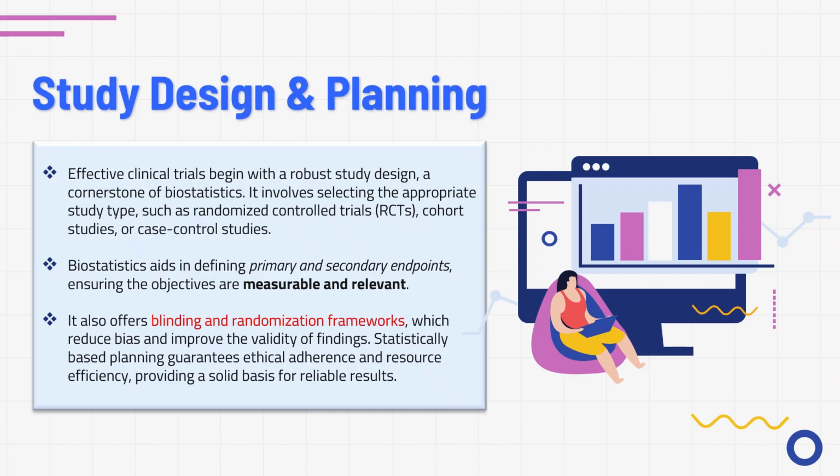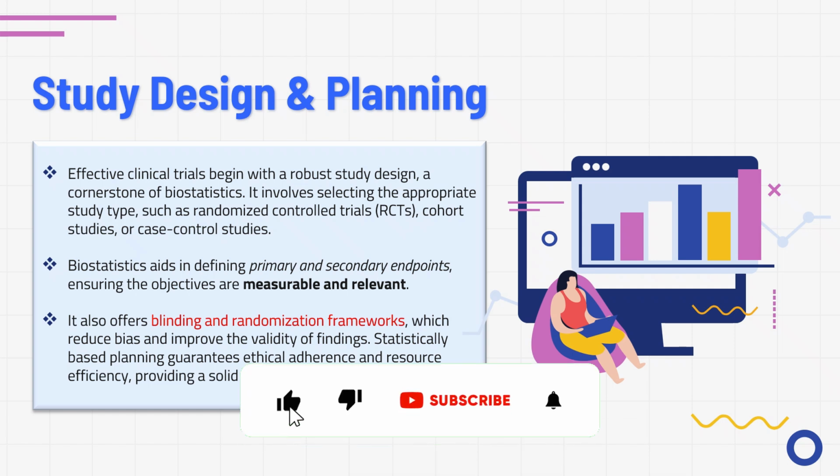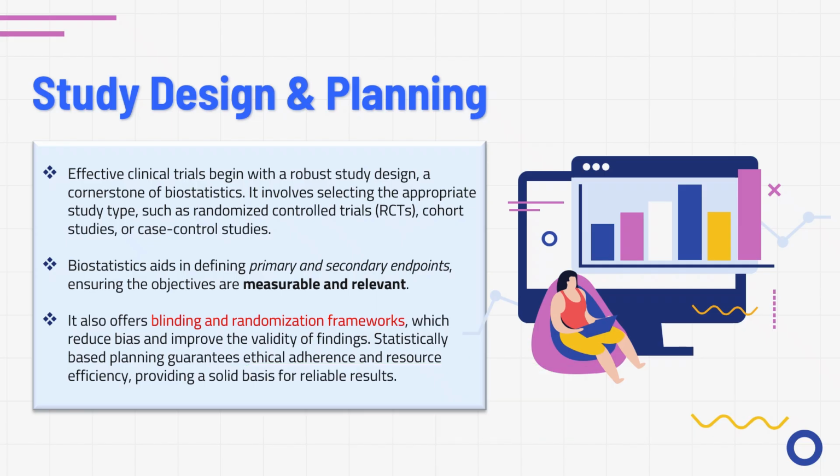Okay, but how do we maintain the blinding and randomization framework, which helps us to reduce the bias and improve the validity of the findings? That also is taken care of by biostatistics. So if a clinical trial is designed in a statistically sound manner, it clearly guarantees ethical adherence, reduction of bias, as well as an efficient clinical trial with a solid basis for reliable results. That is how biostatistics is integrated during the design as well as the planning phase.